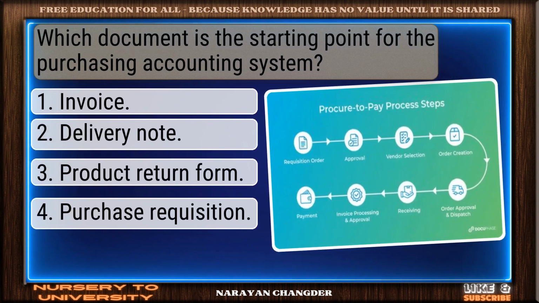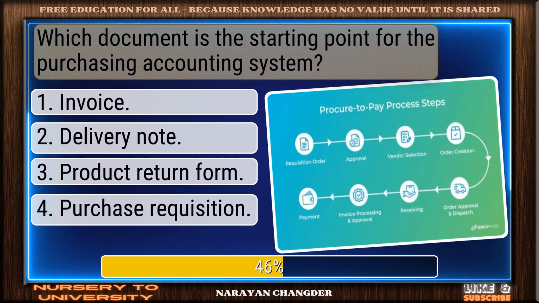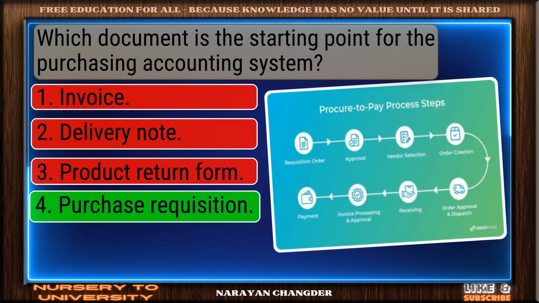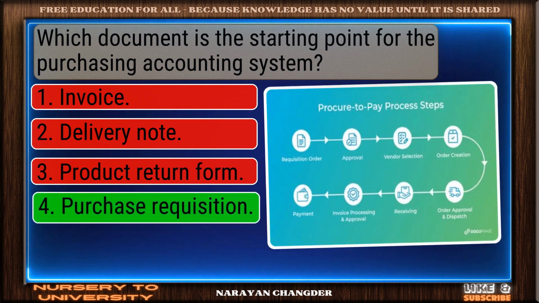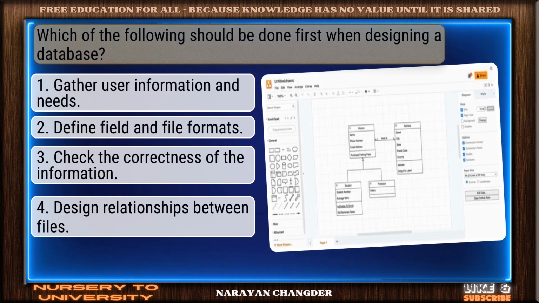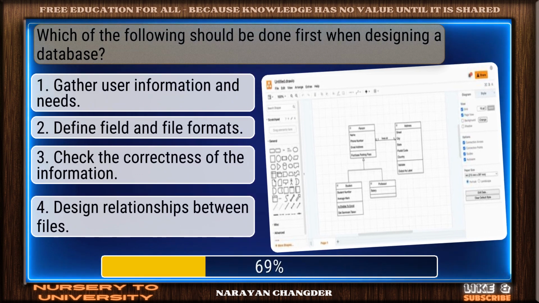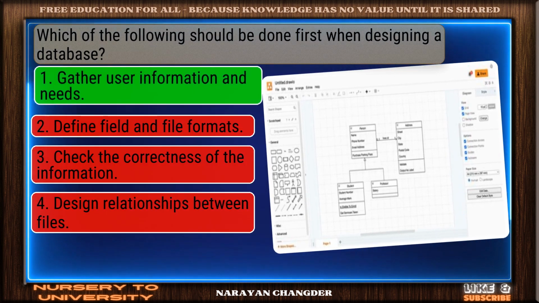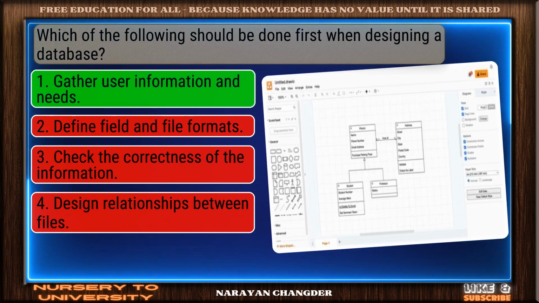Which document is the starting point for the purchasing accounting system? Good job. Your answer, purchase requisition, works well here. Which of the following should be done first when designing a database? Valid point. Gather user information and needs is true.